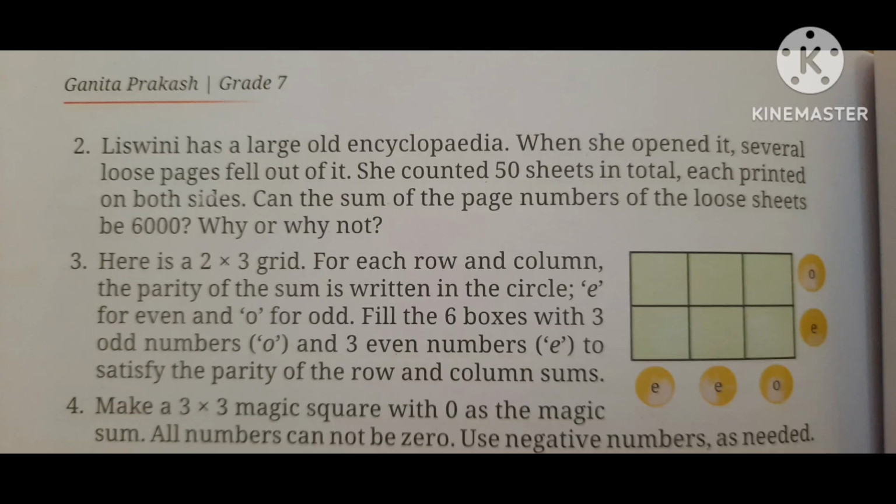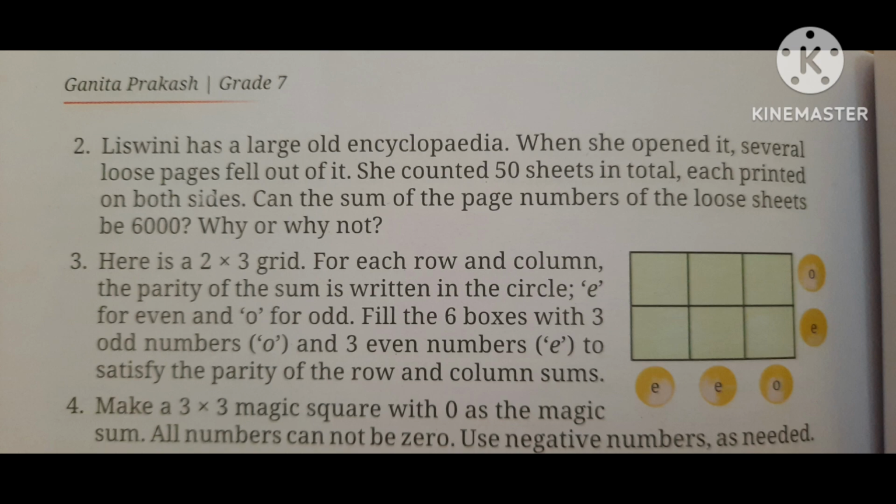Lashwini has a large encyclopedia. When she opened it, several loose pages fell out of it. She counted 50 sheets in total, each printed on both sides. Can the sum of the page numbers of the loose sheets be 6000?